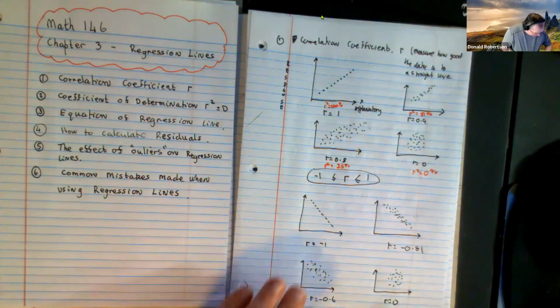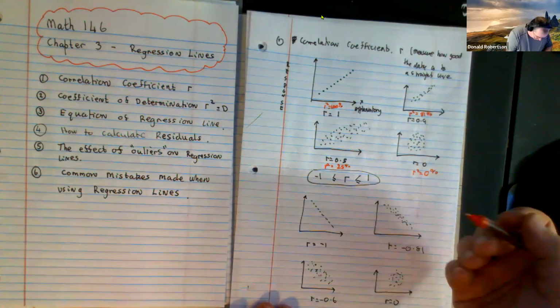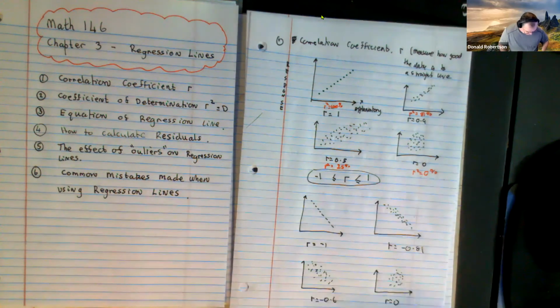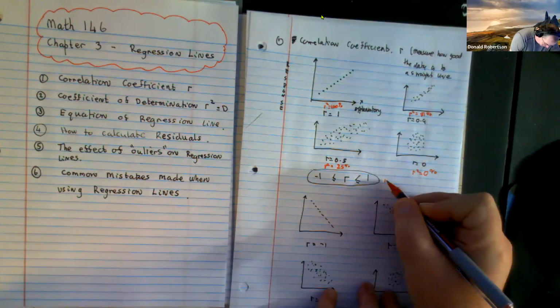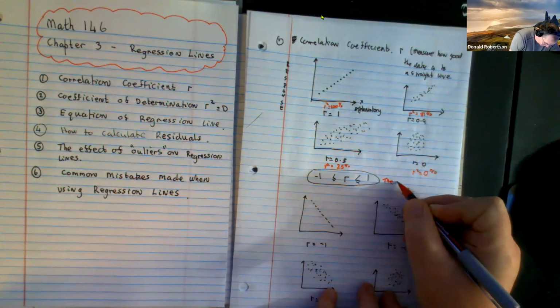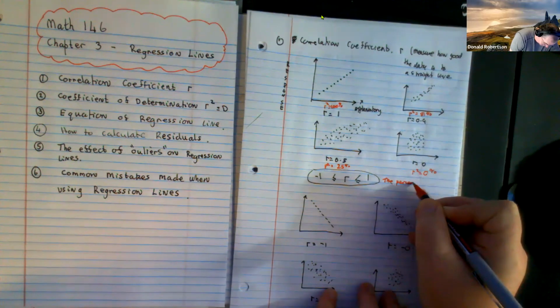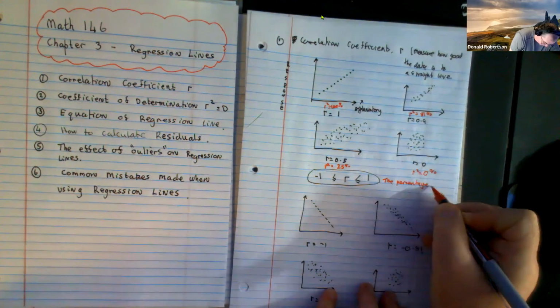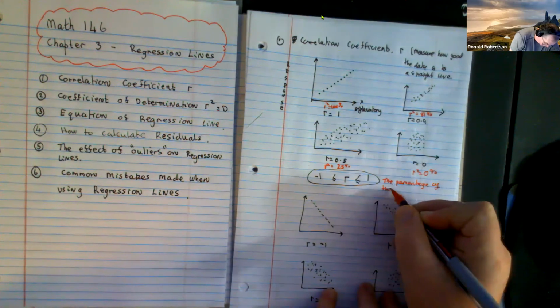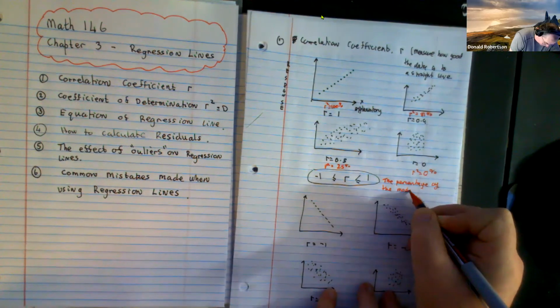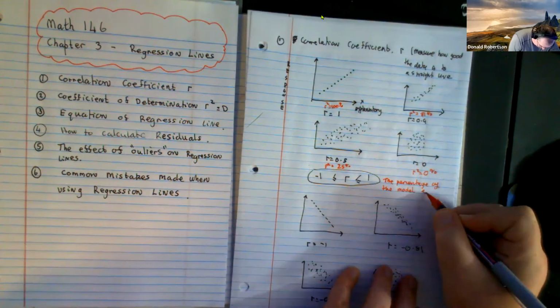Now, they have a fancy sentence, which I guess I should write down probably in red. When they talk about R squared, the coefficient of determination, they say something like this: the percentage of the model explained by the data.